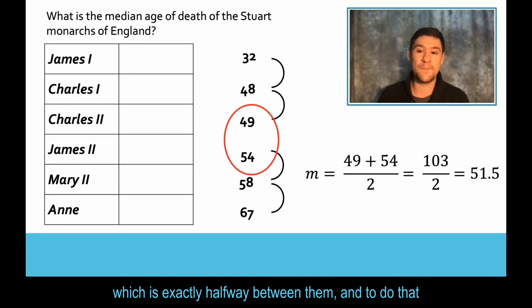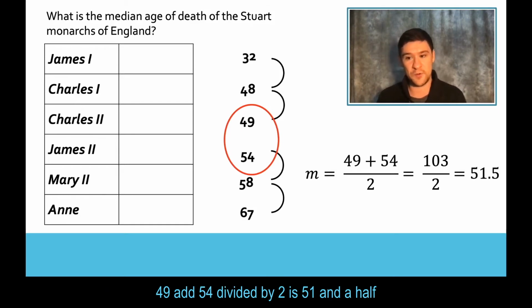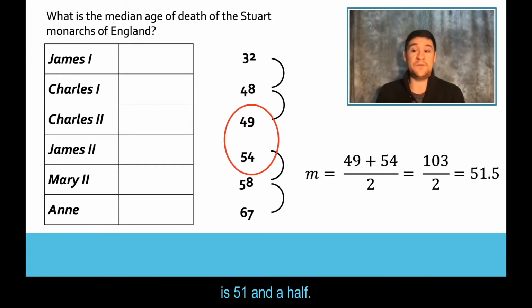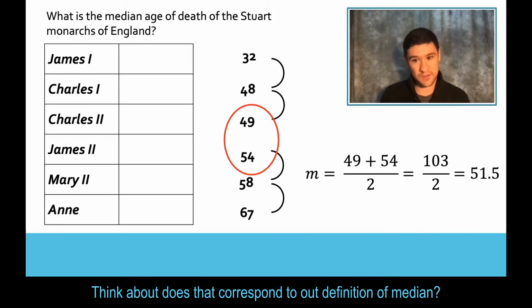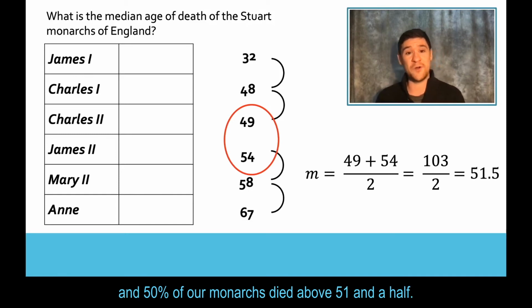And to do that, we can add them together and divide by 2. So in this case, 49 add 54 divided by 2 is 51.5. So the median age of death of the Stuart monarchs of England is 51.5. Think about, does that correspond to our definition of median? Well, 50% of our monarchs died younger than 51.5, and 50% of our monarchs died above 51.5.